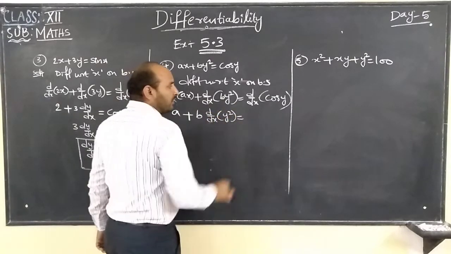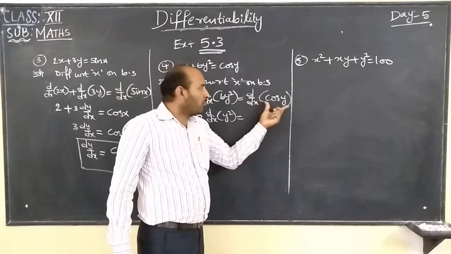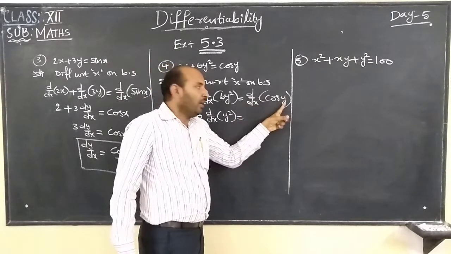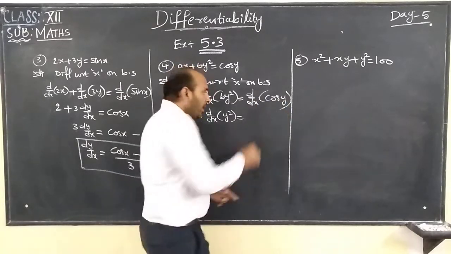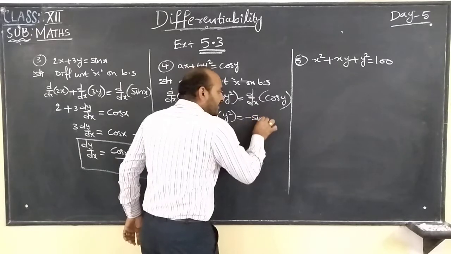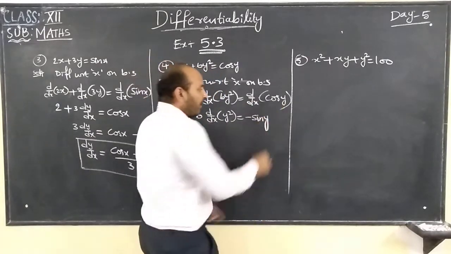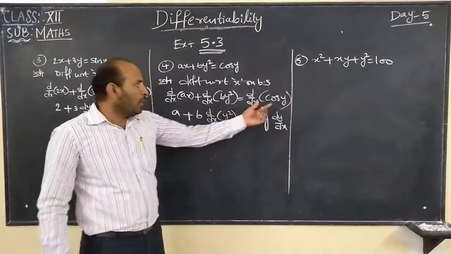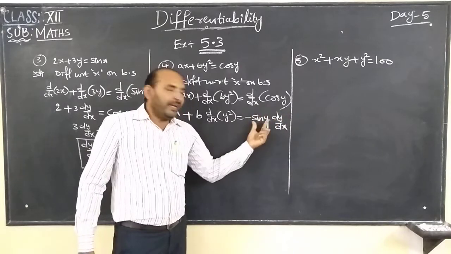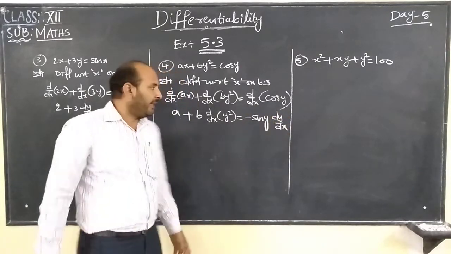It is in the form of the derivative of cos x, but the variable is y. So the derivative of cos x is minus sin x, but the variable is y, so you can write minus sin y, into the inner function dy by dx. Don't confuse, and don't write only sin y; additionally you should write dy by dx.